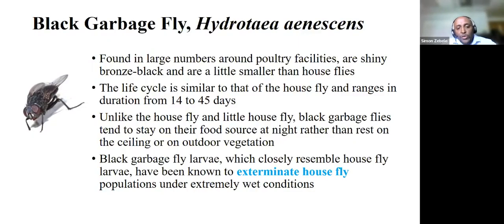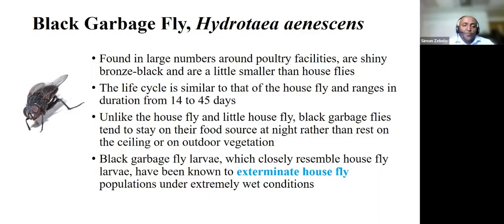Black garbage fly larvae closely resemble housefly larvae, and have been known to exterminate housefly larvae, but we cannot really consider them beneficial, even though they exterminate the maggots of housefly larvae, because they do the same. They are pests. They annoy people. They transmit disease. So even though, when we have manure with high moisture, the larvae of this black fly might serve as a biological control, we still consider them a pest, even though they do those extermination services.